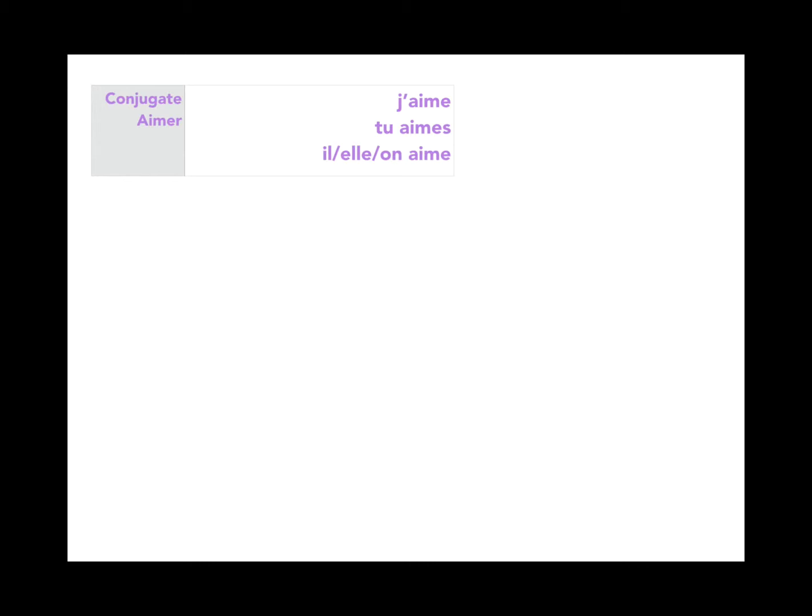As you can see in the first box, the words end with our endings, E, ES, E. Okay? So let's go ahead and conjugate them. J'aime, tu aimes, il, elle, on aime, nous aimons, vous aimez, ils, elles aiment. Okay? And you might want to take a note that the ENT in the last conjugation, ils, elles aiment, A-I-M-E-N-T, that ENT is silent.